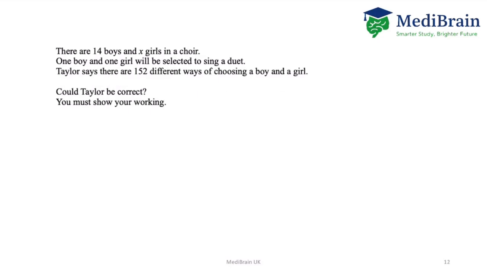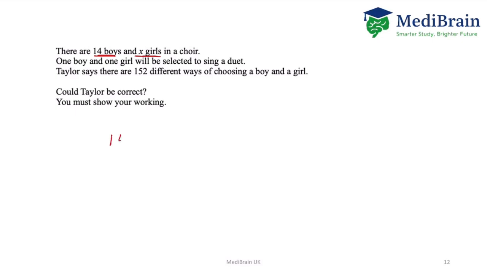Okay, so there are 14 boys and X girls in a choir. One boy and one girl will be selected to sing a duet. Taylor says there are 152 different ways of choosing a boy and a girl. Could Taylor be correct? You must show your working out. So remember, same thing. How do we know how many combinations there are? We literally multiply the number of boys by the number of girls, but we don't know the number of girls.